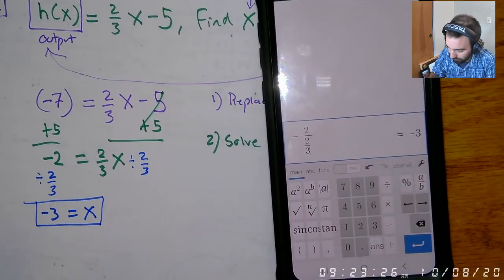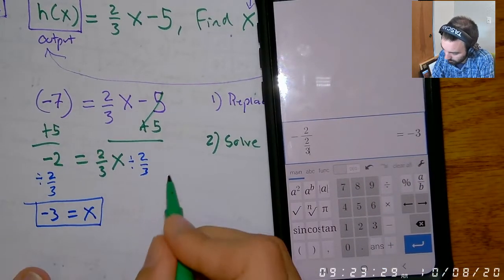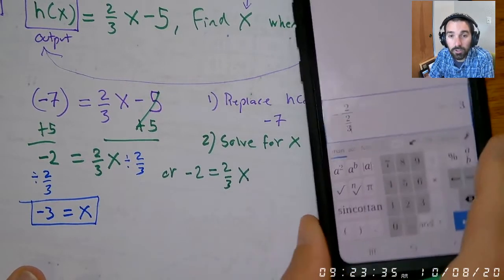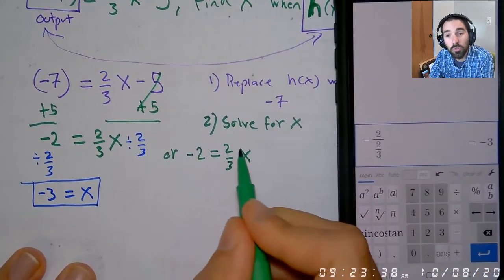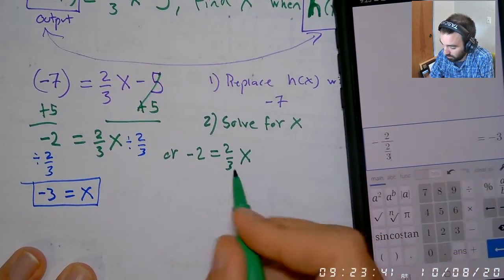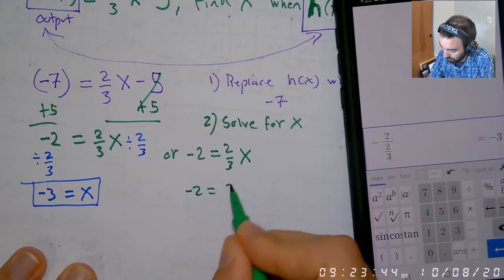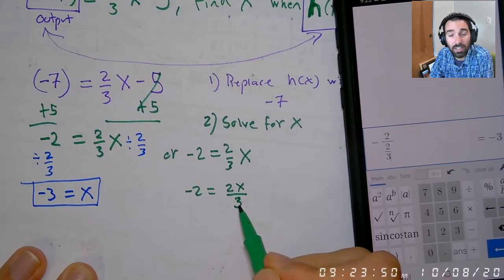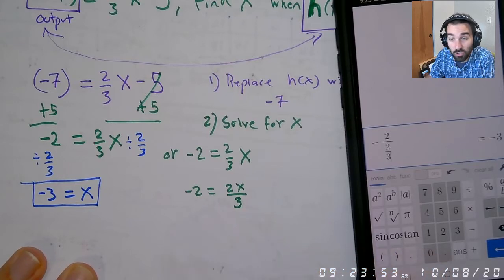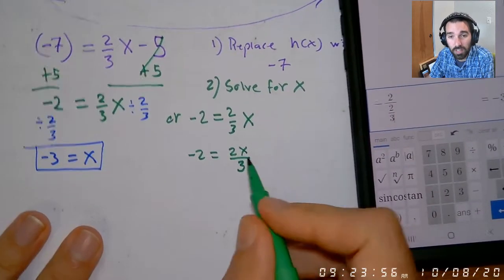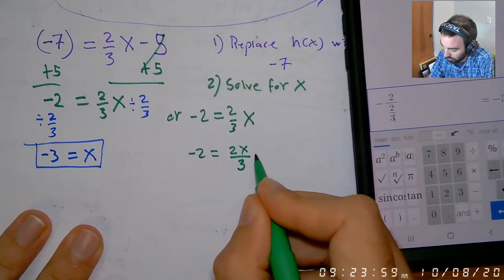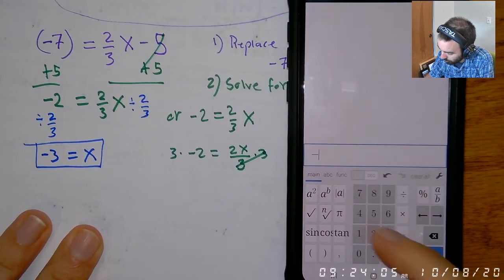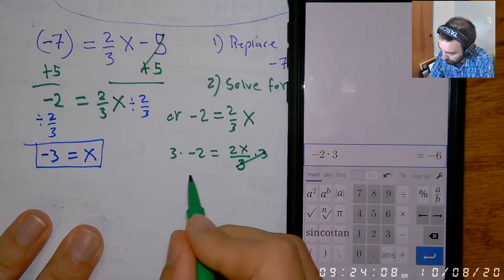The other way of doing it is a little bit longer. You can think of this as 2 times x divided by 3. See how we rewrote it a little bit? This is longer, but we can do smaller steps. I don't want to divide by 3, so I'm going to multiply by 3. So I get -2 times 3, and that's -6.